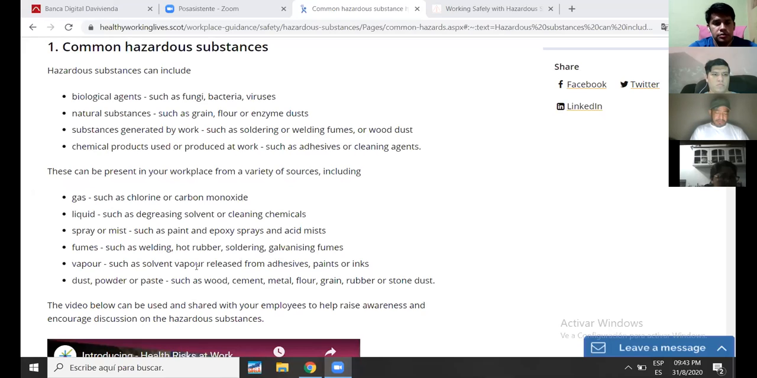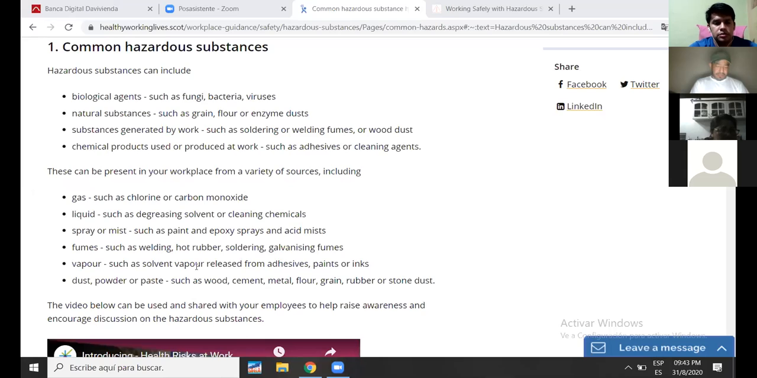All right, yeah, we can see. A hazardous substance can include different things, for example, a biological agent, a natural substance, a substance generated by work, or chemical products. We think it's most common right now because of the pandemic. Right now we use different products for cleaning or sanitizing. Maybe it's a hazardous substance, because we have pets and kids in the house, and for example, the chlorine or ammonia maybe is a hazardous substance.